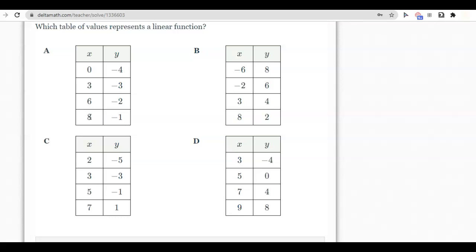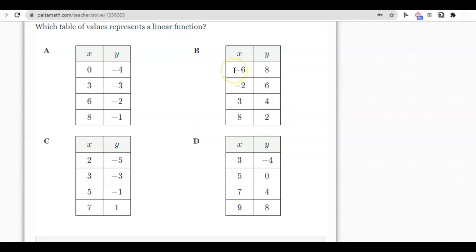Remember, the rule stays the same for the relationship between the x and the y. It stays the same every time. And in this case, it did not stay the same every time. Let's check B. Looks like I'm going up by 2 every time here. I'm sorry, down by 2. So let me restate. I'm going -2, -2, -2.